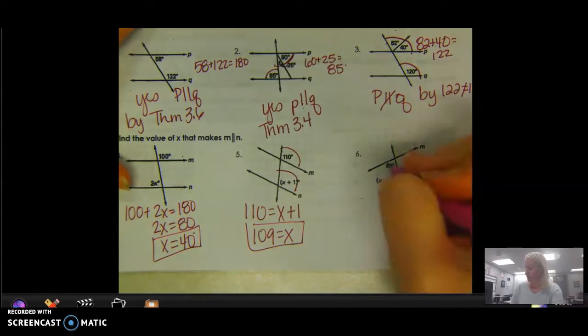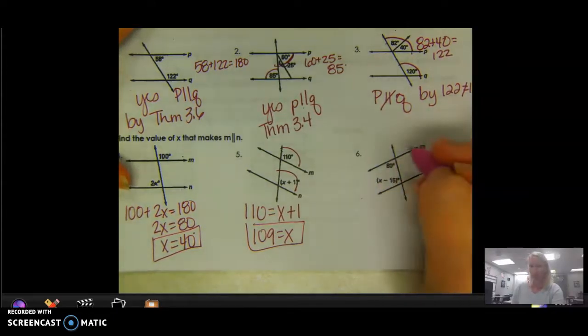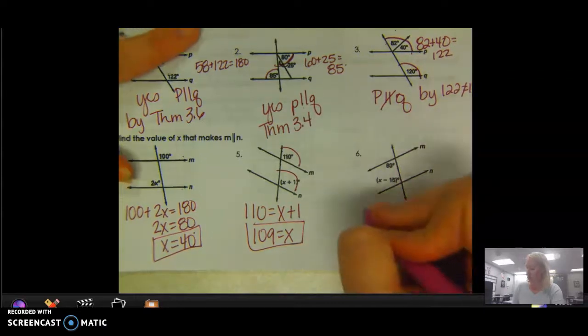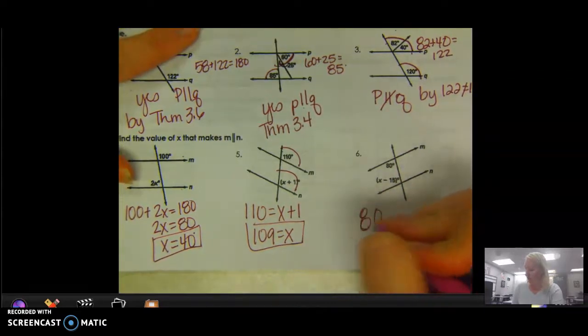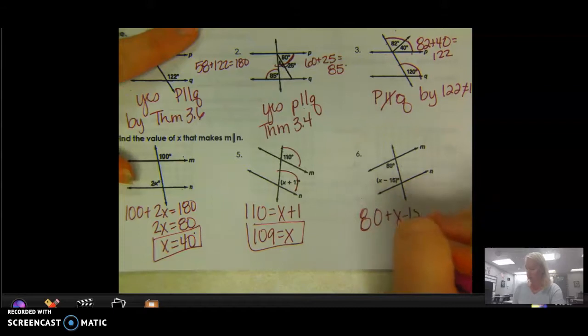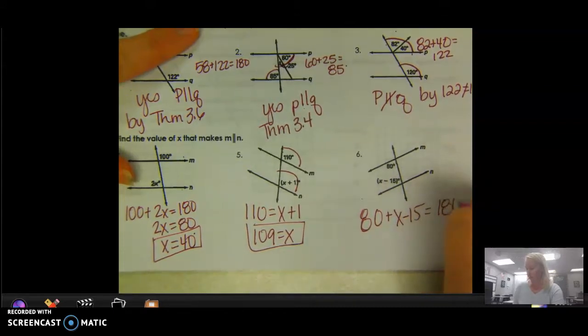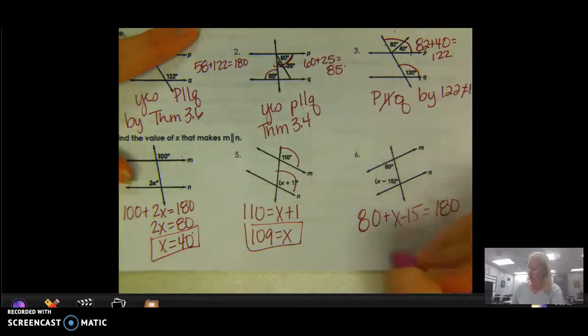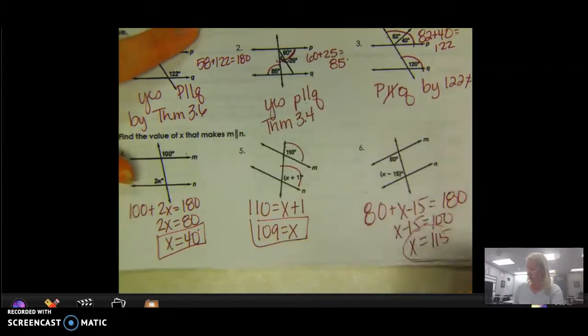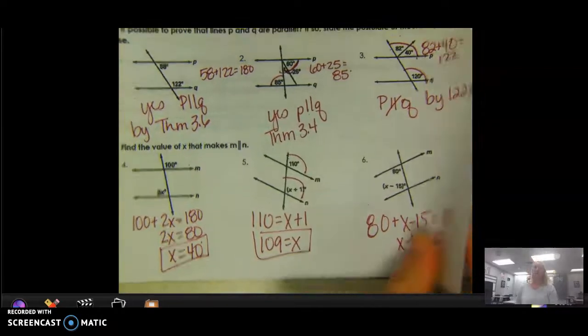And next one, these two angles should be not equal, but they should add to 180 because they are consecutive interiors, so it should be 80 plus x minus 15 equals 180. I'm going to subtract 80 from both sides, so I get x minus 15 equals 100. I'm going to add 15 to both sides, so I get x equals 115. All right, that's good.